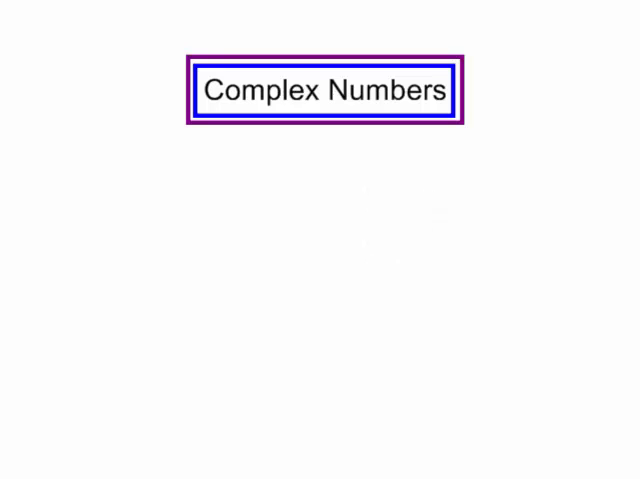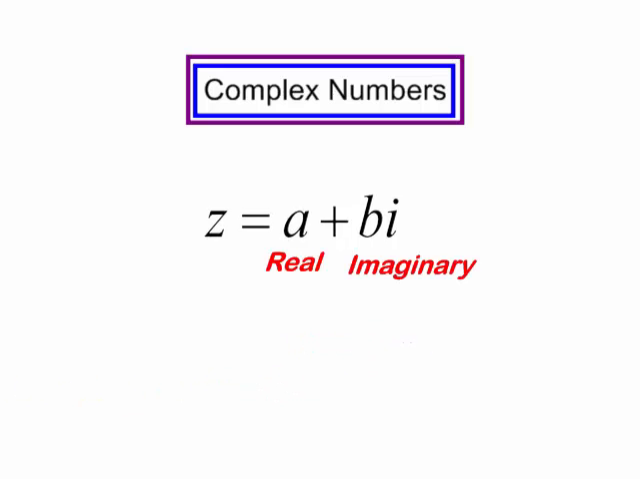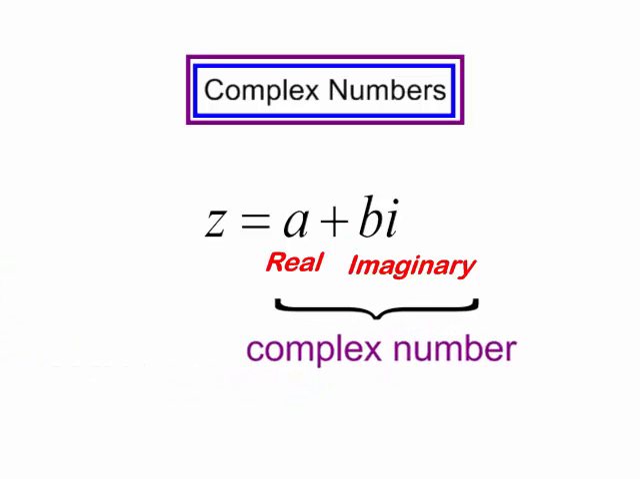If I have the number z and it's a complex number, well, z is equal to a number in the form a plus bi. a is the real part of the complex number. bi is the imaginary part of this complex number.